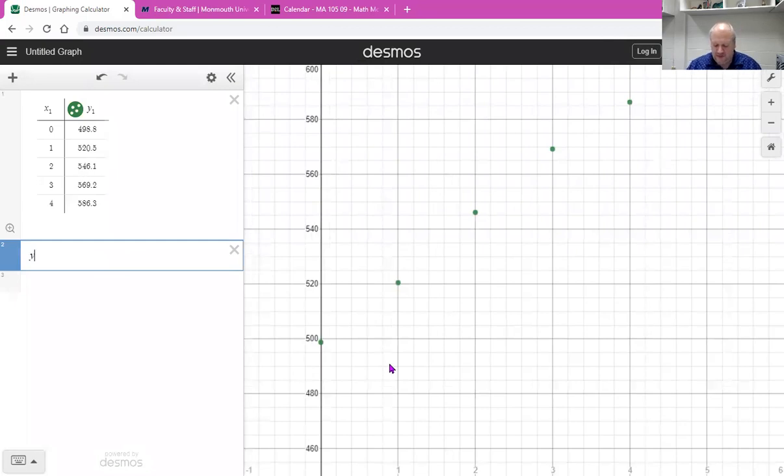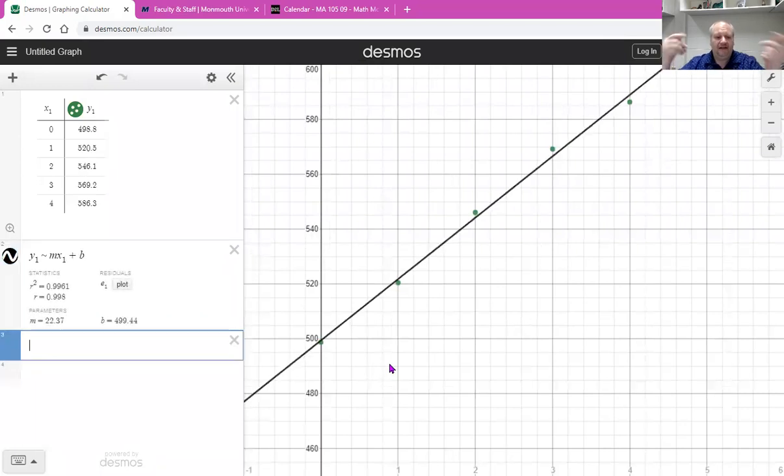I'm going to say, Desmos, will you please relate the data I just put in, Y1 and X1, in a linear way and tell me what that line would be if I was trying to figure out the line of best fit? Sure, Anthony, here it is. M would be 2.23 and B would be 499.4.